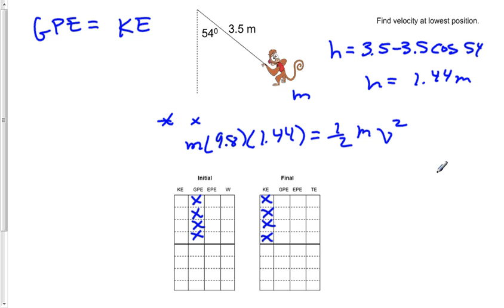Okay, of course, it would be velocity squared. And I note that masses, one more time, can cross off. I don't need to know that, and then I just solve for velocity. And his final velocity is 5.3 meters per second. And that's how you find the velocity at the bottom of the pendulum.